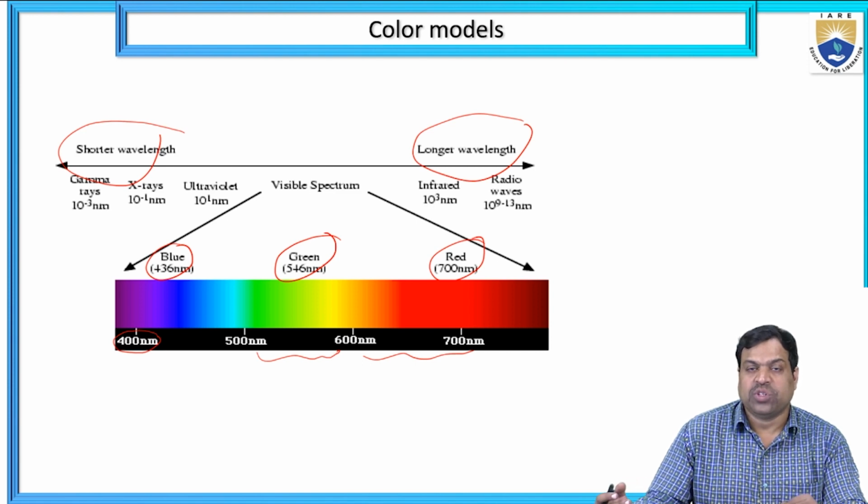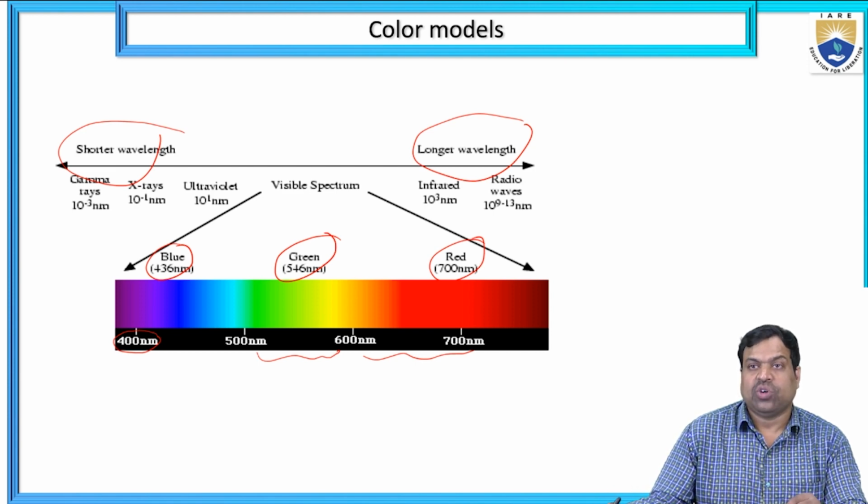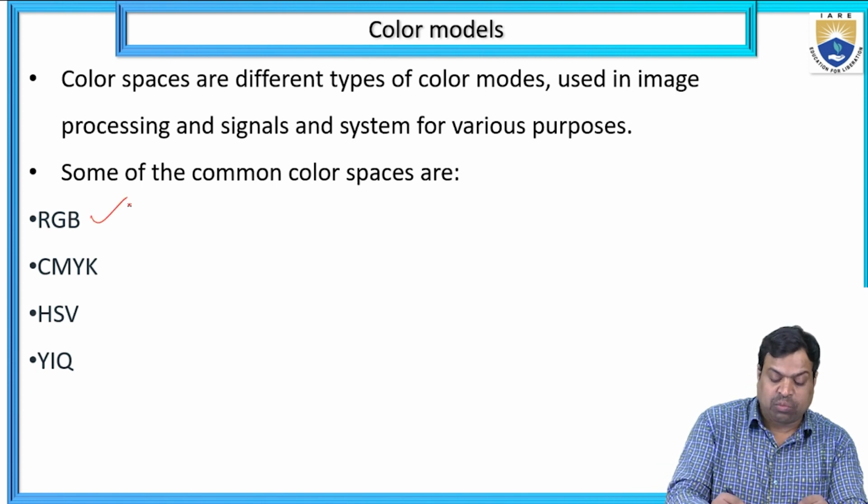Longer wavelength means high visible system, and shorter wavelength means low visible system. That is gamma rays 10 power minus 3, X-rays 10 power minus 1, ultraviolet 10 power 1 nanometer. These are the shortest to longest wavelengths with the ranges of the color visible system. And color spaces are different types of color models used in image processing and signals and systems for various purposes. Some of the common color spaces are RGB, red, green, blue, CMYK, HSV, and YIQ.